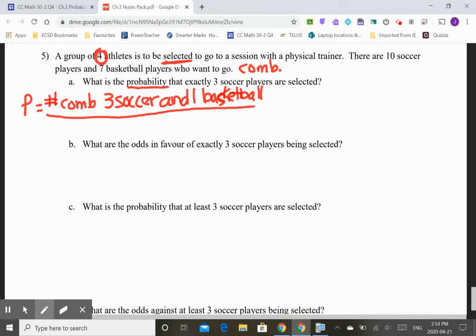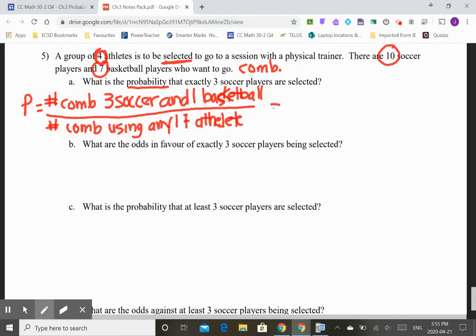Our number of total outcomes is going to come from the number of combinations with no restrictions. That means that is the number of combinations using any of these athletes. It doesn't matter, soccer or basketball, it's just the grouping of any of the athletes. Because we have 10 soccer players and 7 basketball players, that means we've got 17 athletes all together. So our denominator is going to be the number of combinations using any of the 17 athletes.